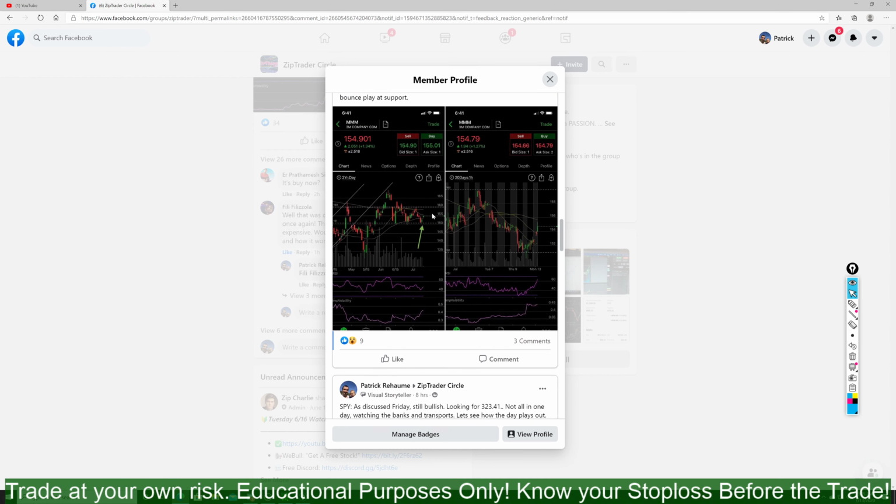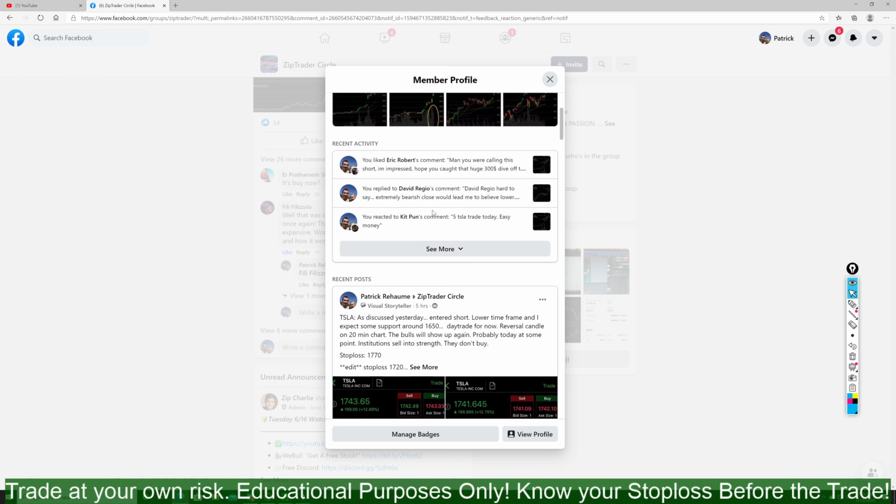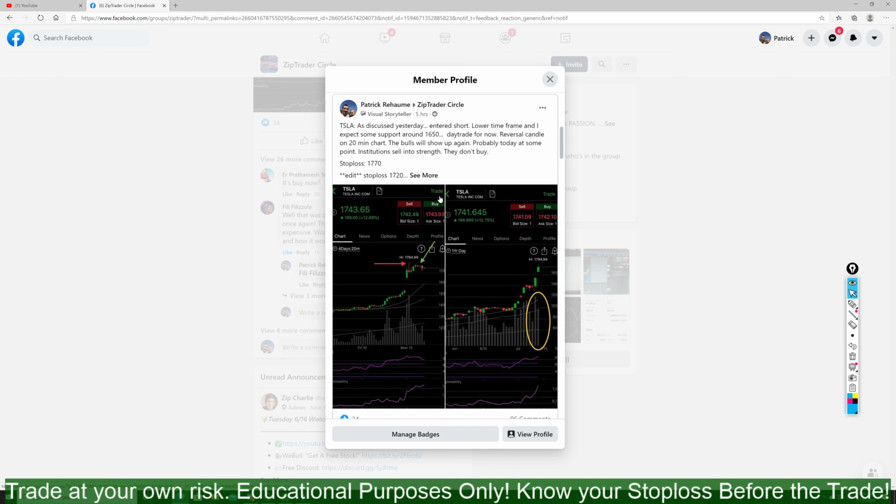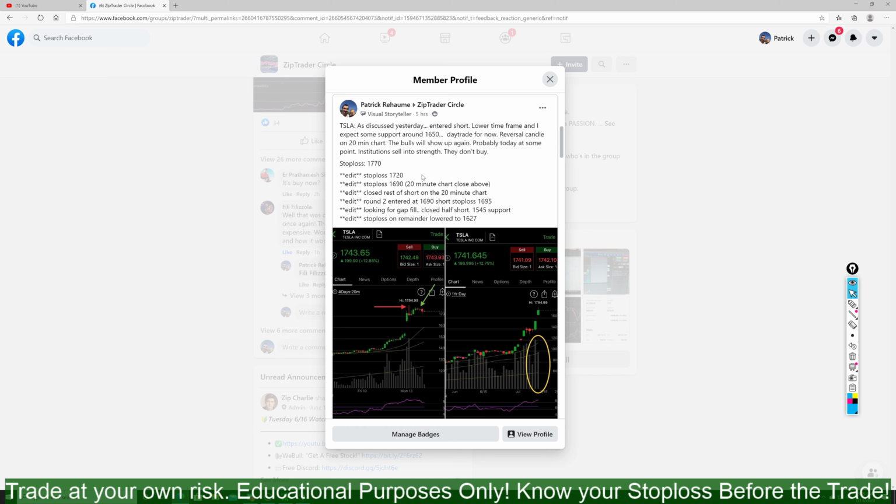And then today I did another post, just so people can see my live trades. Here we go, this one is 5 hours ago. Tesla, as discussed yesterday, entered short. On this post, something I'm trying out here, I posted as the play continued, and then I talked about how I closed out the rest of my short. This is on a 20-minute chart, so that's what we're going to be focusing on. The second thing is I did enter short again, with the new stop loss, and followed it through the rest of the day.